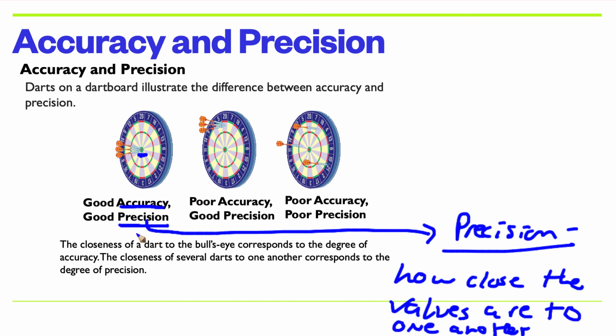Now, if we look at the middle dartboard, remember we want to get to the bullseye, but it's nowhere near the bullseye, so it's poor accuracy, but it's very precise. They're all in the same location. Now, the last dartboard looks like me throwing darts. It's nowhere near the bullseye, so poor accuracy, and all the data points, or darts, are nowhere near each other, so there's poor precision there.